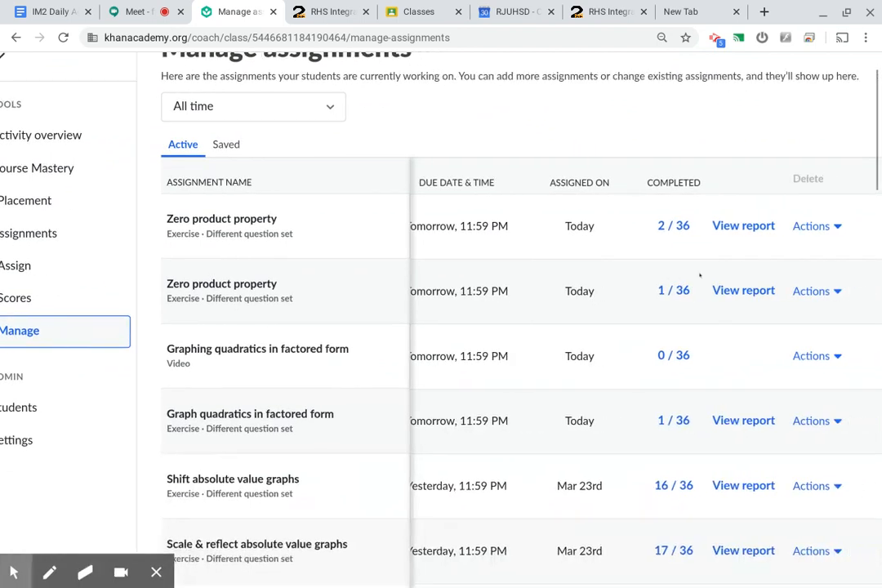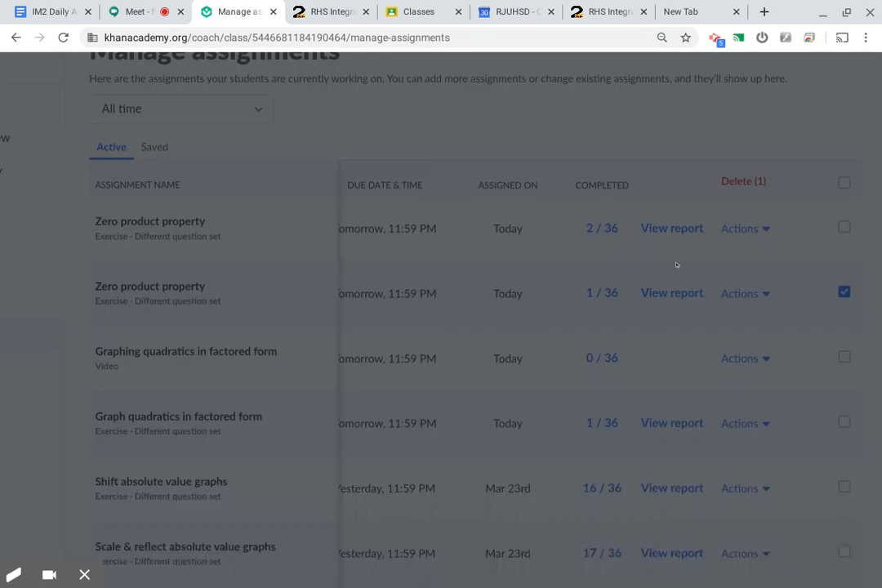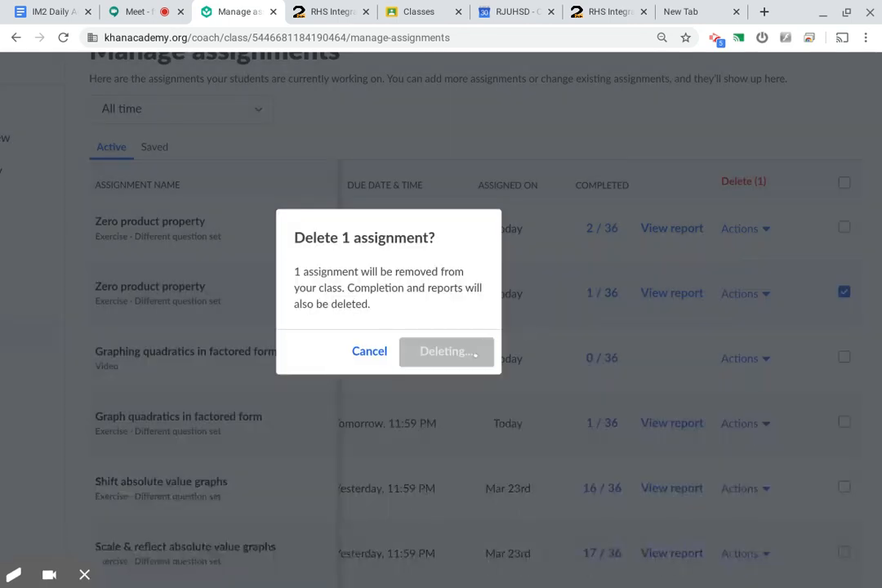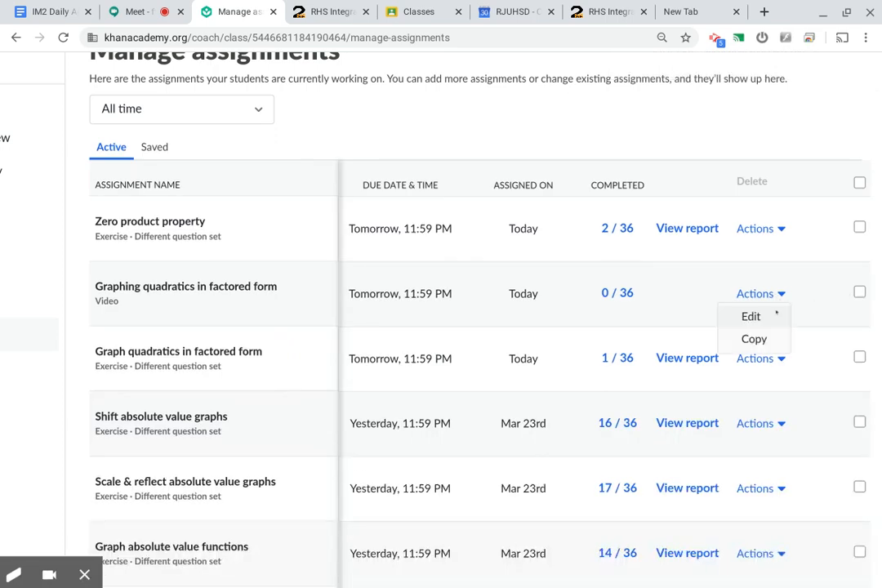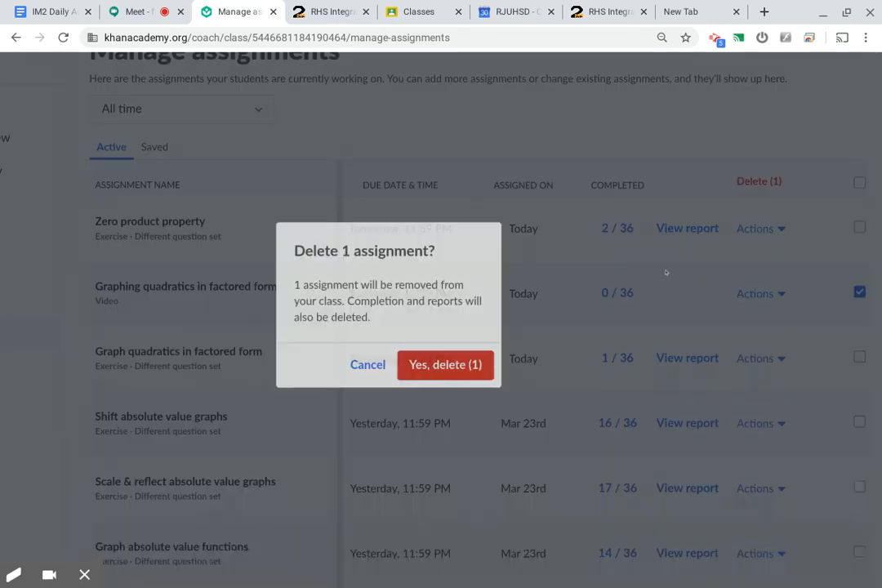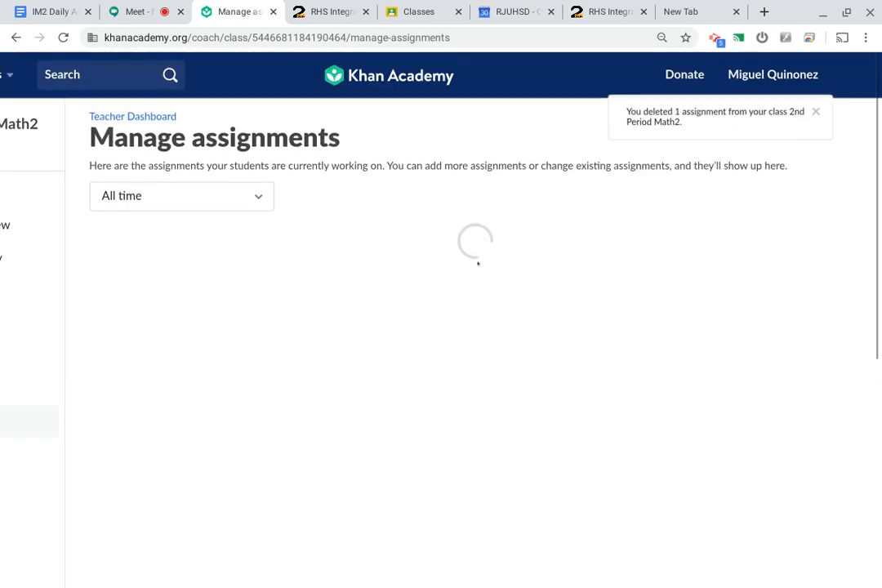I think the zeros is I tapped it twice. In the graphing, I tapped it twice. There we go.